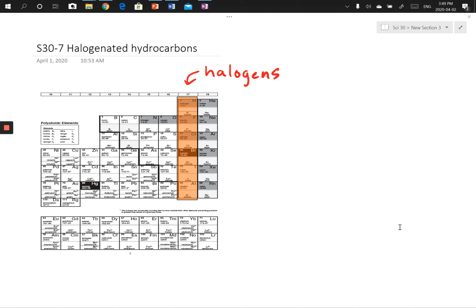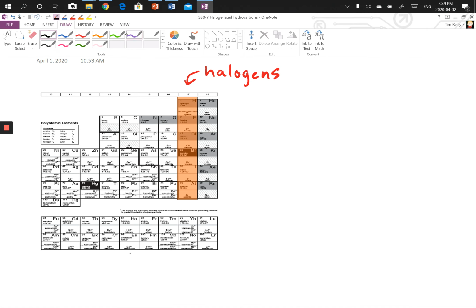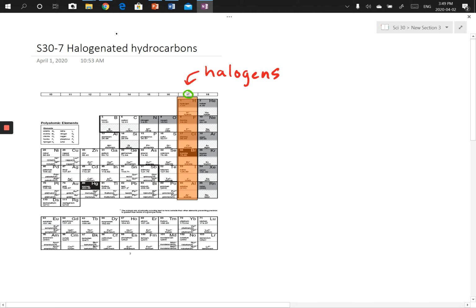So this is our first look at adding something to a simple hydrocarbon, or a simple alkane. One of the things we can add, what we call functional groups, are halogen atoms. You might remember your halogens are your group 17 elements. The four that we're going to be concerned with here are fluorine, chlorine, bromine, and iodine. Those elements are in group 17, and that means they have 7 valence electrons.